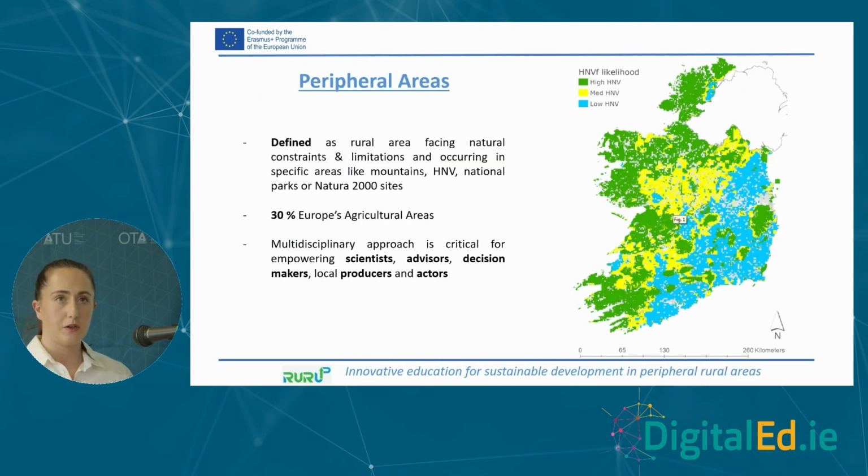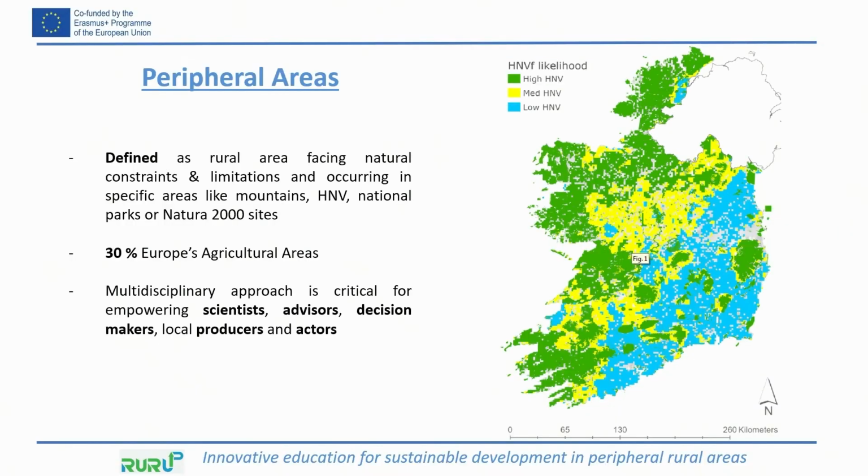The project is focused around sustainable development of peripheral rural areas, but what are these? These areas are rural areas facing natural constraints or limitations on food and fibre production. These could be areas that are mountainous, of high nature value farmland. They could be national parks or areas that are valued for nature, such as Natura 2000 sites.